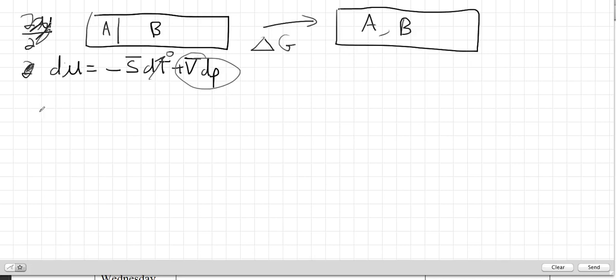Okay, so the change in chemical potential is just going to be the molar volume times the change in pressure. So if we integrate, let's do A, we wanted to go from A pure to A mixed.